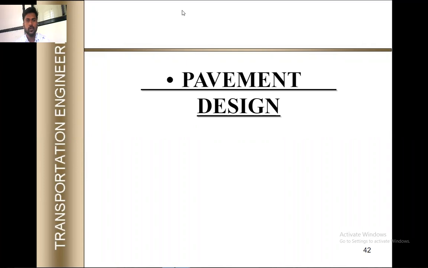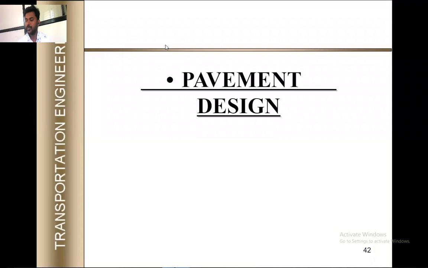In the last lecture, we started a new chapter about pavements and different types of pavements, and how to design them, which we are going to learn in this chapter. Whatever basic or introductory things regarding pavement design we covered in the last lecture, now we will move forward to the design of flexible and rigid pavements.